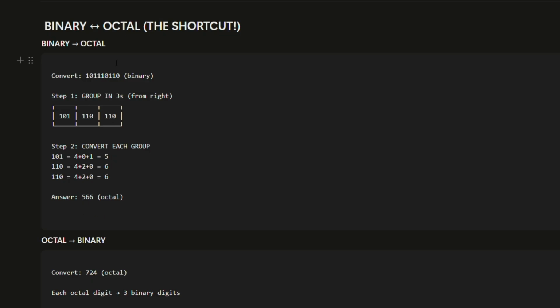So let's say you have to convert something from binary to octal. I'll teach you a small shortcut that you can go about using. It's a really convenient way to convert it. Let's say this is the binary number that you've been given.